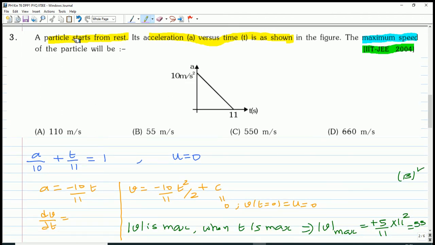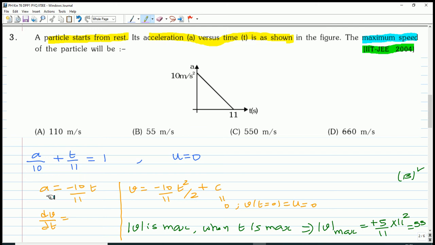Next question, the particle starts from rest. Its acceleration a versus time is as shown in the figure. The maximum speed of the particle will be. So this is the graph that's been given. Acceleration versus time is a straight line. So the equation of this straight line is a by 10 plus t by 11 equal to 1. This is the double intercept form. The intercept on the a-axis is 10 and the intercept on the time axis is 11. So this is the equation.